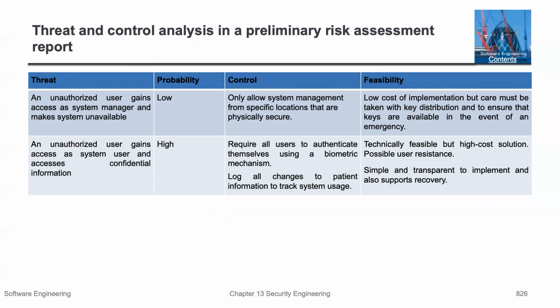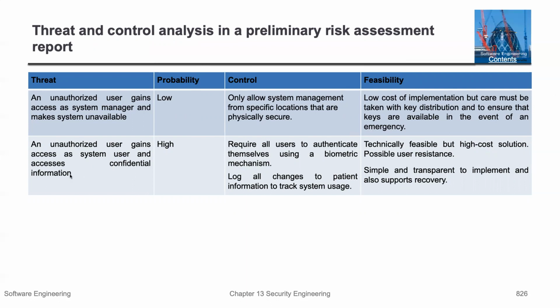Then you look at what the threat and control analysis would be here. So you consider a threat, say an unauthorized user gains access, and its probability is low. And the way you can mitigate and control that is to only allow system management from specific locations that are physically secure. And this would be a low cost of implementation, but care must be taken with key distribution to ensure that keys are not available in the event of an emergency.